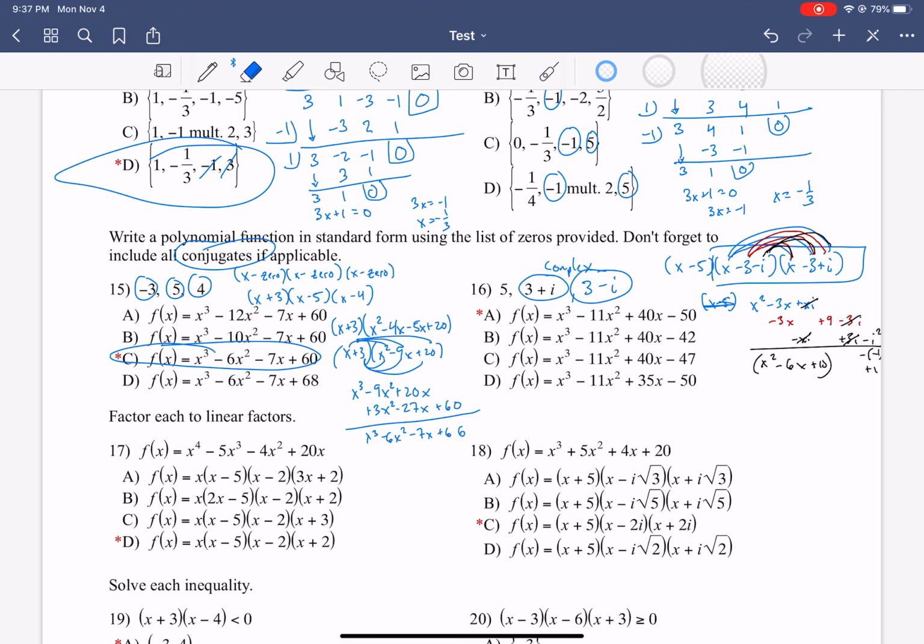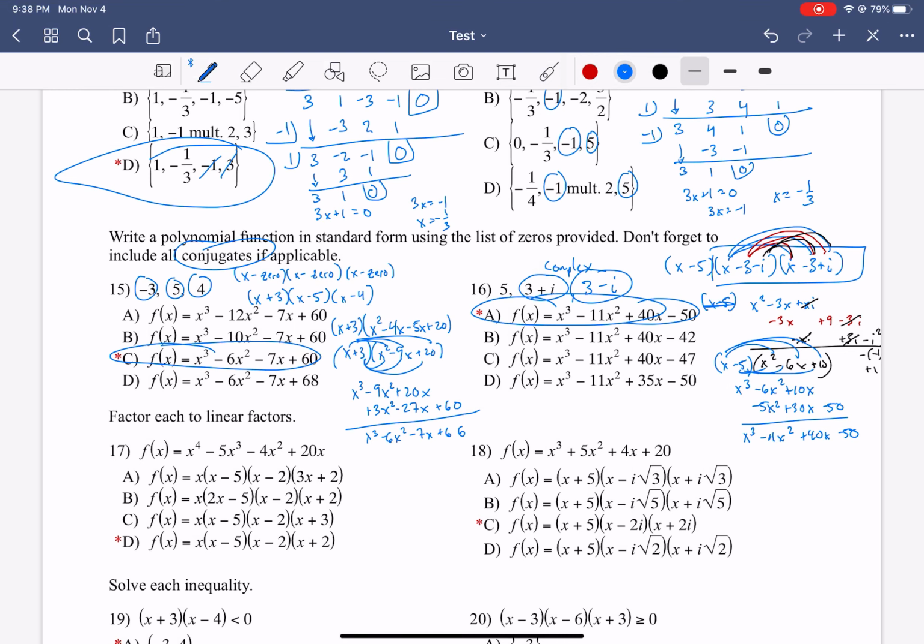So now we have this x minus 5 here. So now we have to go back to just distributing again. So we get x cubed minus 6x squared plus 10x, and then we get the other ones, so negative 5x squared plus 30x minus 50. So if we combine like terms, x cubed minus 11x squared plus 40x minus 50. All right, so that's how we get 16.